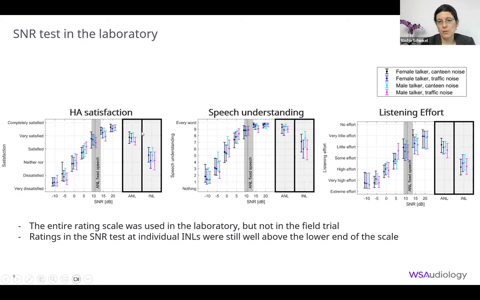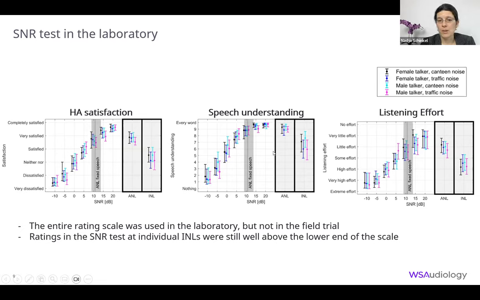So for each individual, we looked at their acceptable noise level. How did they rate that SNR in the SNR test? And you can see that the acceptable noise level is still weighted with very satisfied. And even the unacceptable noise level, meaning the level where people would leave a conversation, is still around neither satisfied nor dissatisfied. So if people already leave the situation here, then maybe it is not surprising that they don't use the lower end of the scale.